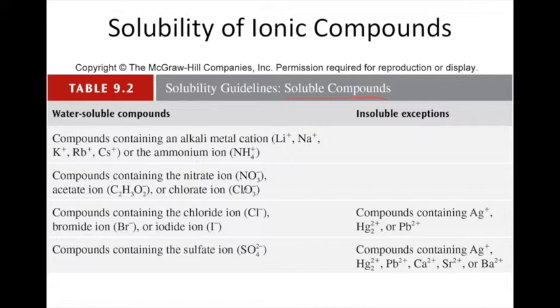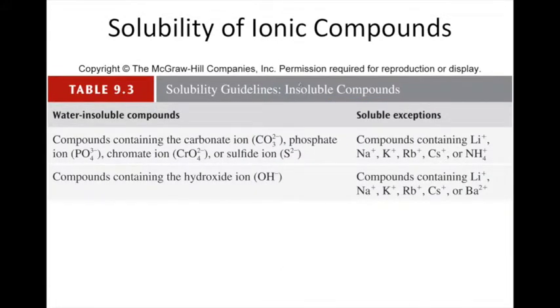Compounds that contain chloride, bromide, or iodide anions will be soluble, except if the cation is silver, mercury 1, or lead. So if you had silver chloride, silver bromide, silver iodide, those compounds would not be soluble. Compounds that contain the sulfate ion are generally soluble. Again, there's a few exceptions. Silver, mercury, lead, calcium, strontium, or barium, when paired with sulfate, will form an insoluble ionic compound.